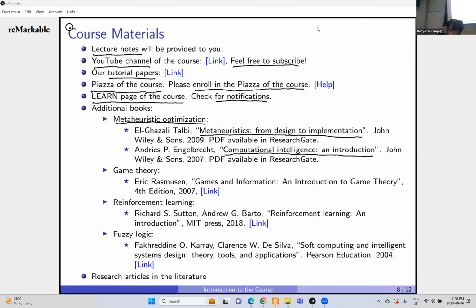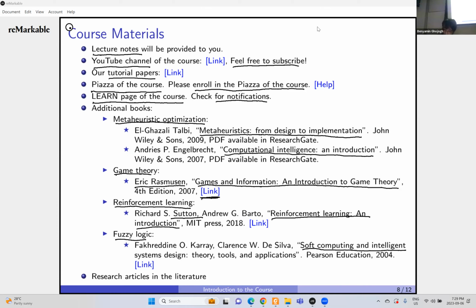For game theory, there is a book, Games and Information: An Introduction to Game Theory, by Eric Rasmusen. For reinforcement learning, by the way, the PDFs of the chapters of this book are also available in this link. The book of Sutton, I think that's the most important book in reinforcement learning. For fuzzy logic, there is a book, I think it's good in its explanations, but the PDF is not available.